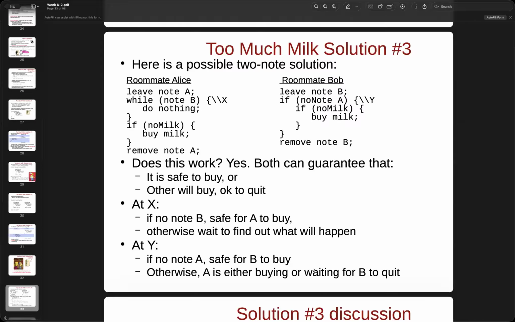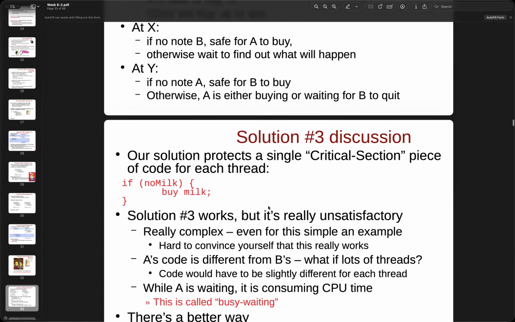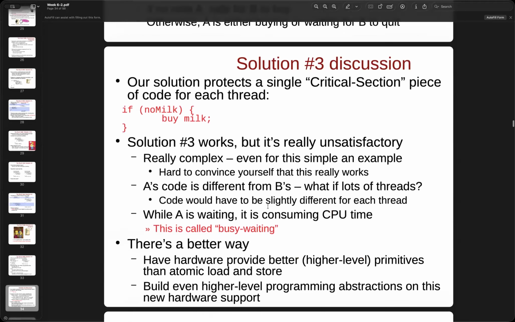Otherwise, A is either buying or waiting for B to quit, or something like this. So it's like right here. The solution number three, the last one, protects a single critical section of code. So this one is: okay, no milk, buy milk. This is the critical part, and this one works, but it's really unsatisfactory.